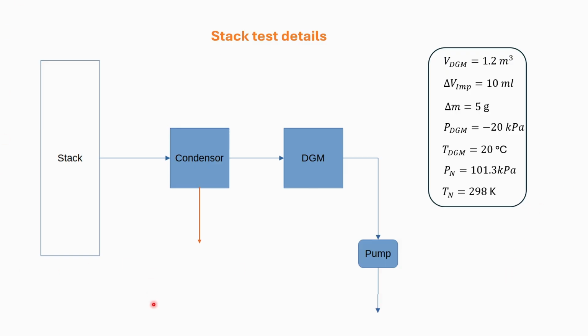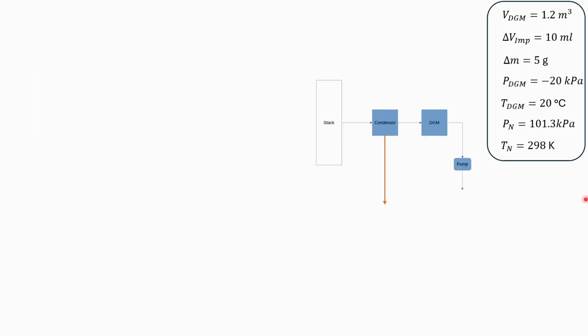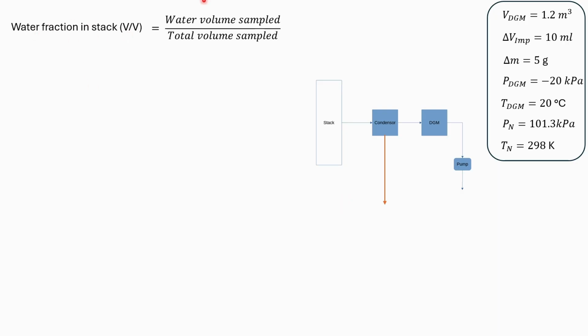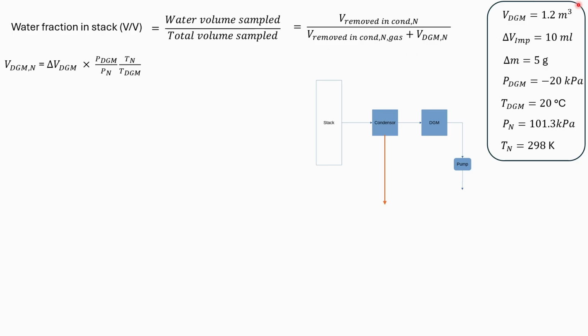And the purpose of this calculation, again, is to determine the moisture content in the stack, which is the volume of water that we've condensed divided by the total volume that we've sampled. I'm just going to keep that on the screen for us to look at as reference. So the water fraction in the stack is equal to the water volume that we are going to remove in our condenser, since we're running silica gel in that condenser, divided by the total volume that we sampled, which is the volume going through our dry gas meter plus the volume removed in our condenser. So there's the equation.